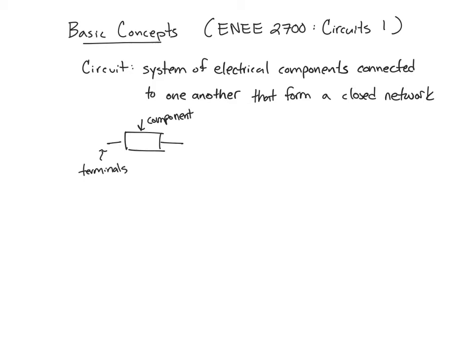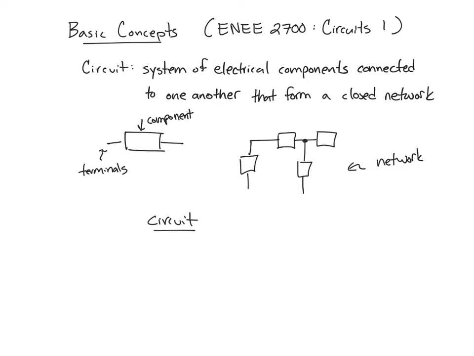So given that electrical component, we can start connecting them together in a variety of ways. For example, seen here. Okay. So this by definition is what we call a network. In other words, an interconnection of these components. A circuit specifically is when we create this interconnection of components, a network. A circuit is a subset of a network that consists of at least one closed path.